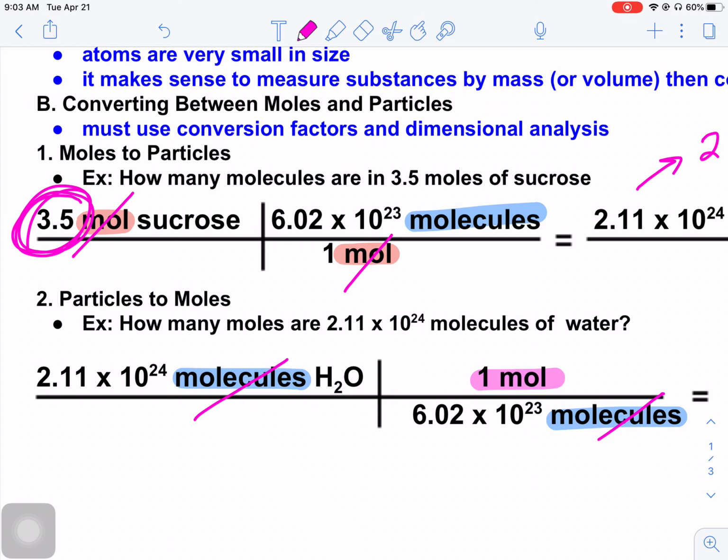Quick note on sig figs. We have 3 sig figs on top. We have 3 sig figs on the bottom. And the 1 mole does not limit our sig figs.